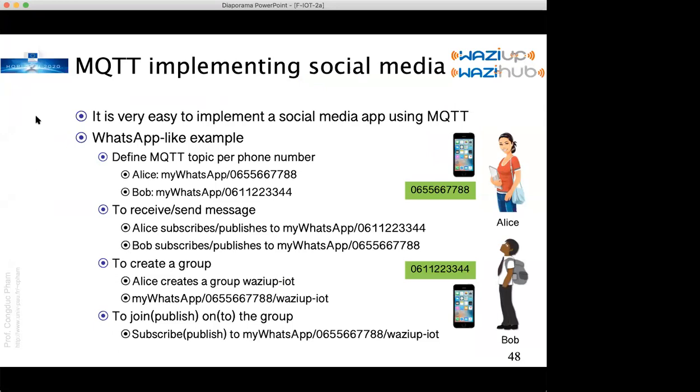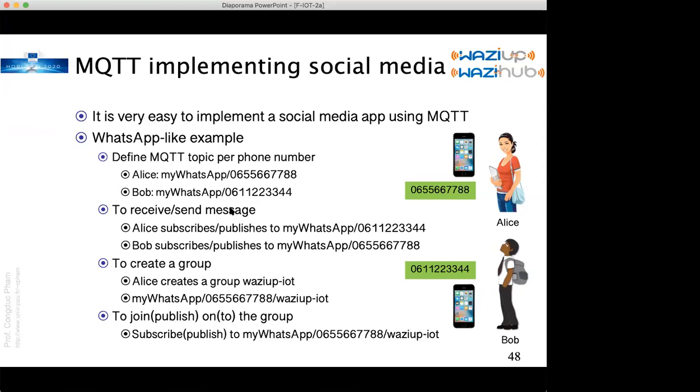Let me show you an example. You have two persons, the same two students. They both have their smartphone, and these are the smartphone numbers, the telephone numbers, okay? You just have to define one MQTT topic per phone number. Alice, this is her topic because it is a number. Bob, this is his topic.